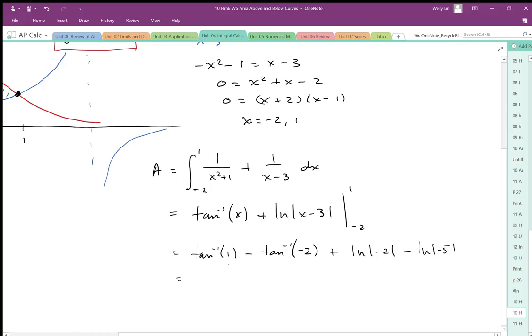So we can work these values out. I'm just going to leave them in their form here. So simplifying this a little bit, arctan of 1 minus arctan of negative 2 plus log 2 minus log 5.